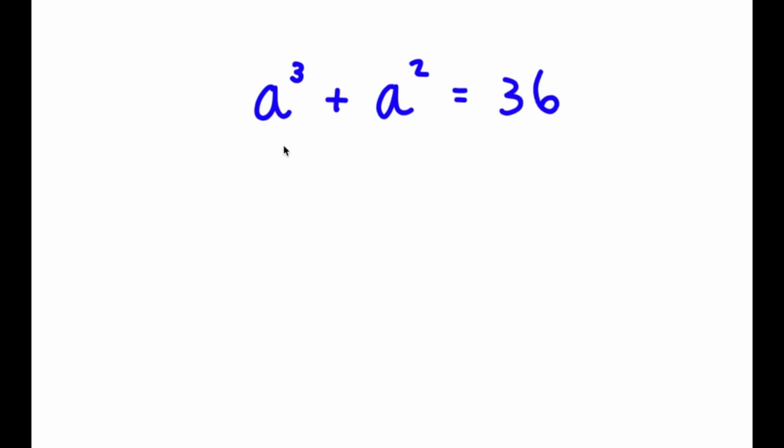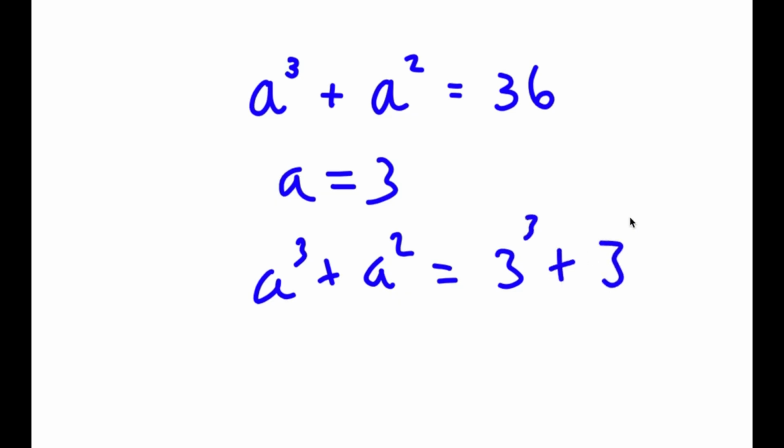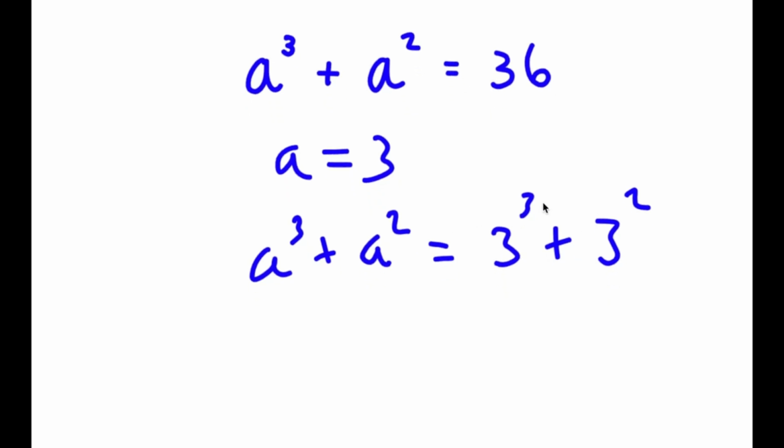If we plug in 3, we get 3 to the power of 3, which is 27. 27 plus 3 squared is 9. 36 equals 36. So a equals 3. This is one solution of a. And now that we found one solution of a, we can use this later. So we can use this by making a to the power of 3 plus a squared equal 3 to the power of 3 plus 3 squared, because we know that a equals 3. So I'm just plugging in 3 and making them equal to each other.